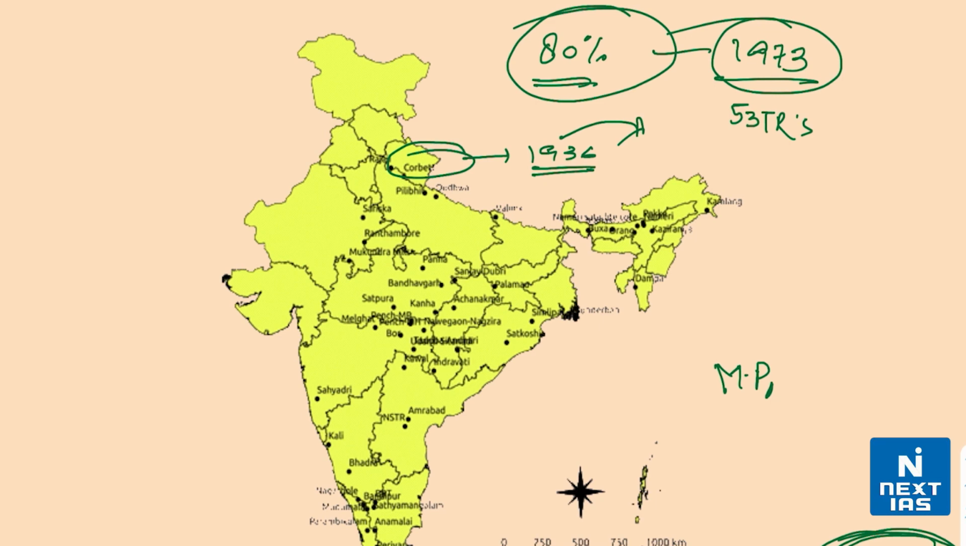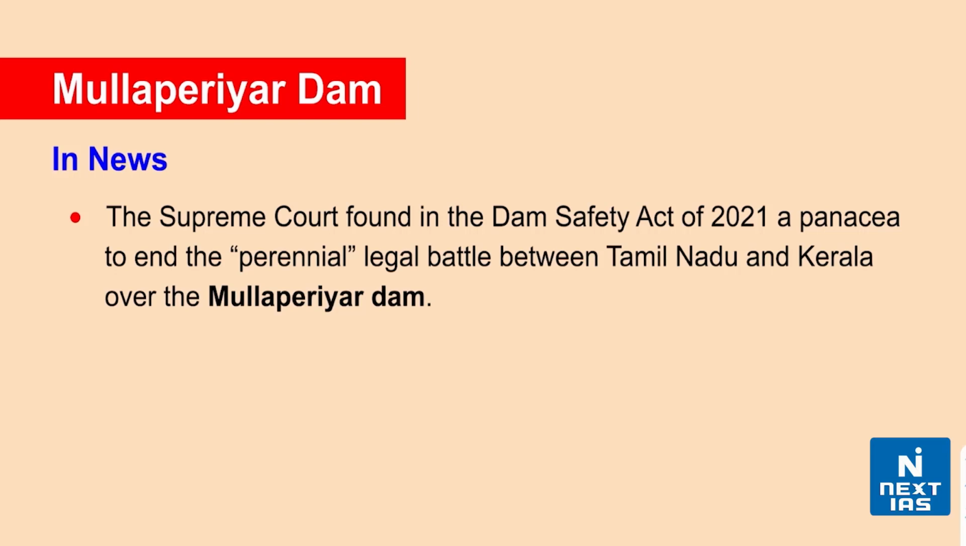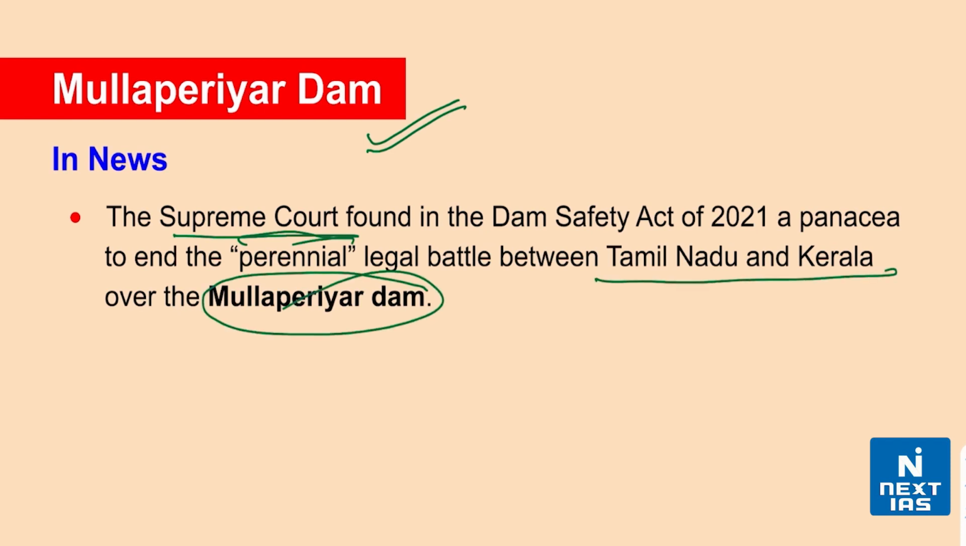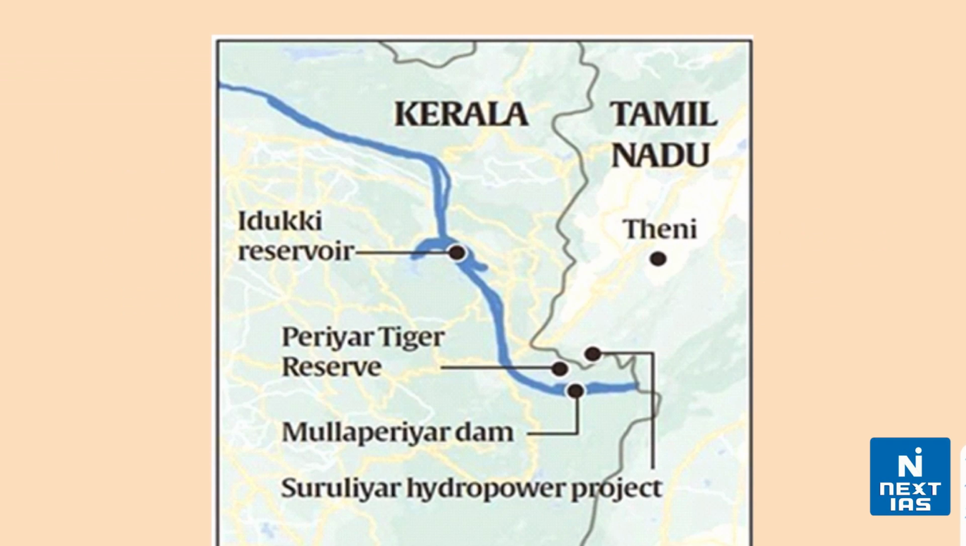Now let's move on to our next location, and that is the Mullaperiyar Dam. So recently the Supreme Court is once again determined to end the legal battle between the Tamil Nadu and Kerala states over the Mullaperiyar Dam. If you look into the map, you can see the Periyar River of Kerala. Now this river is also known as the lifeline of Kerala. It is around 244 kilometers long, and it is the longest river of Kerala.